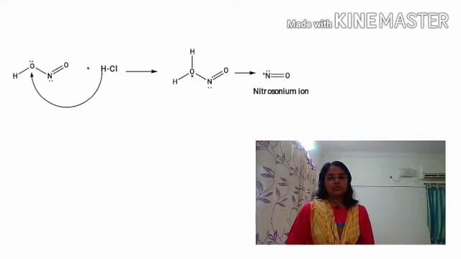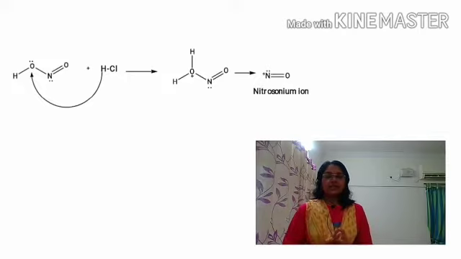After the formation of nitrous acid, that is HNO2, it again reacts with the acid present in the reaction so that the oxygen atom gets protonated again and results in the formation of a water molecule, which acts as a better leaving group. So it leaves easily and results in the formation of a nitrosonium ion.